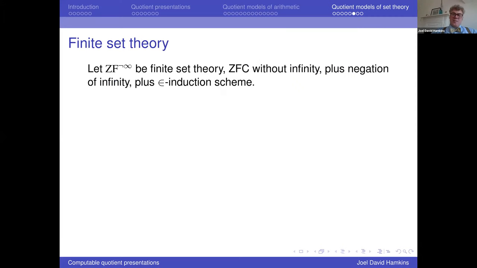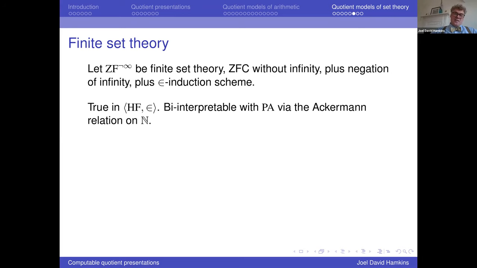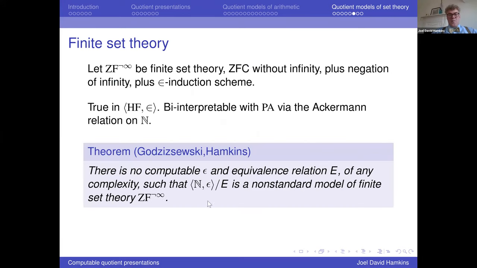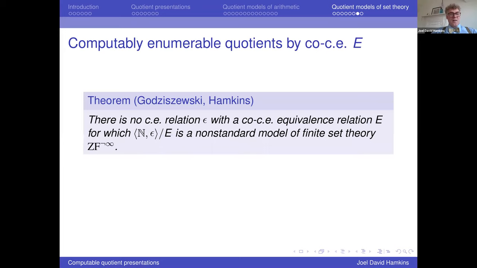And then lastly, let me just mention quickly, you can handle the case of finite set theory. I'll skip this since I'm over time, and I'll just say it quickly. If you work in finite set theory, where you don't have any infinite sets, but only finite ones, it's equivalent to PA basically, then we can also prove the co-CE case for finite set theory.